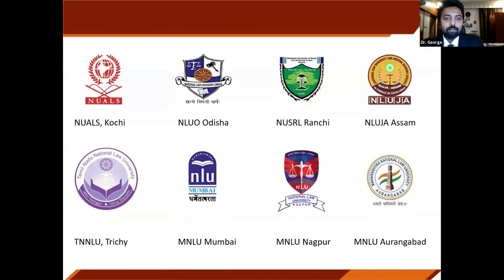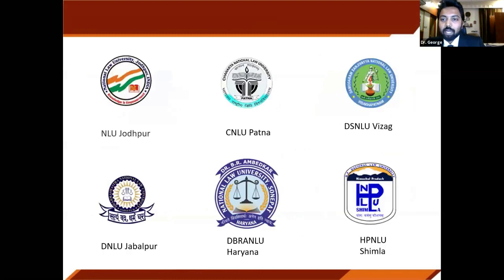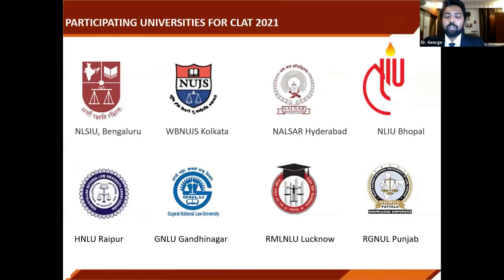Kochi and Trichy. NLSIU Bangalore is one of the top ones, and NLU Trichy is something that would pique the interest of most of our students, I presume. Then Odisha and Ranchi, Assam, Mumbai, Nagpur, Aurangabad, then Jodhpur, Patna, Vishakhapatnam, Jabalpur, Haryana, and Shimla. So that's a total of 22 national law universities.